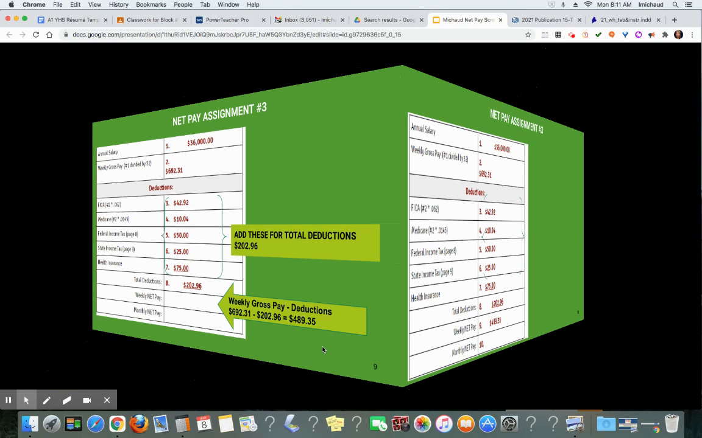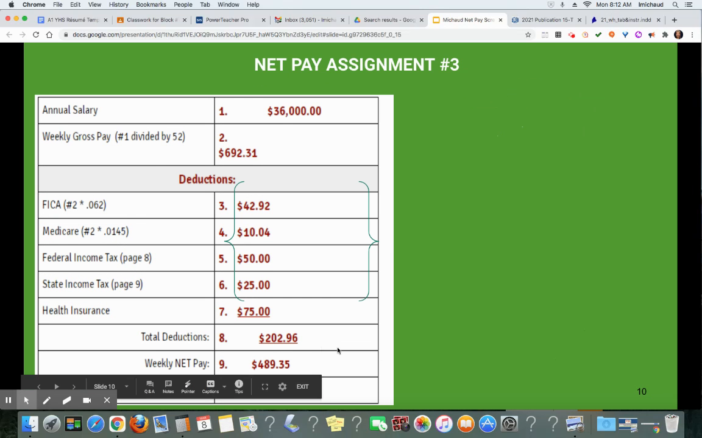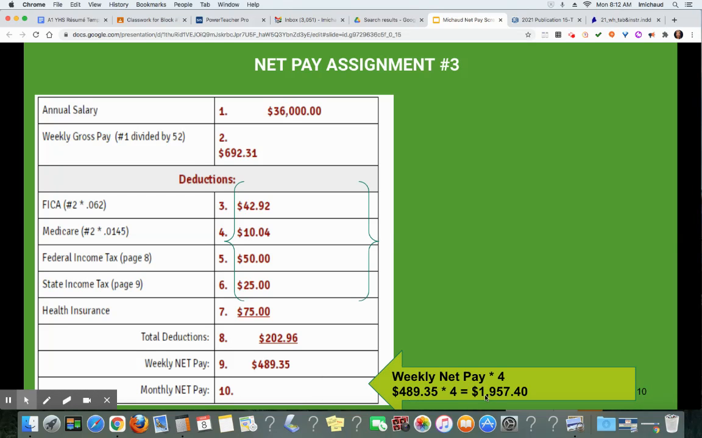All right, just one more step, hang in there. We need to know your monthly pay. So how many weeks are there in a month? There are 4. So what we need to do is take your weekly net pay and multiply it by 4. $489.35 times 4 is $1,957.40. Put that on line 10.